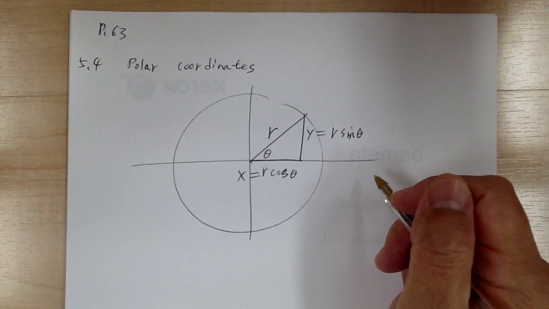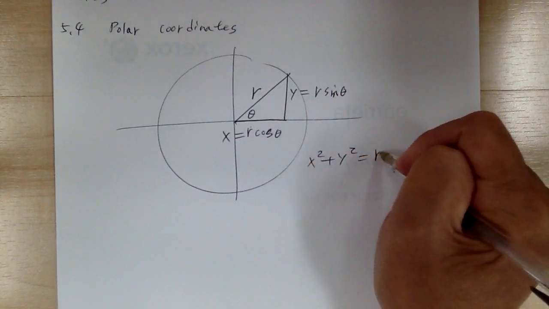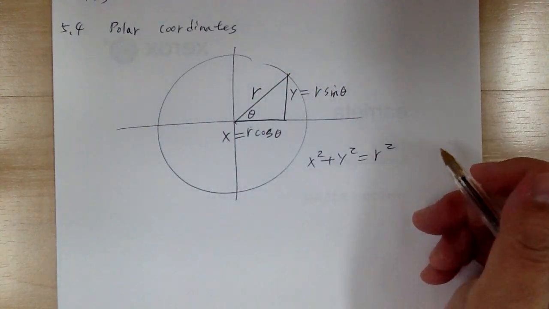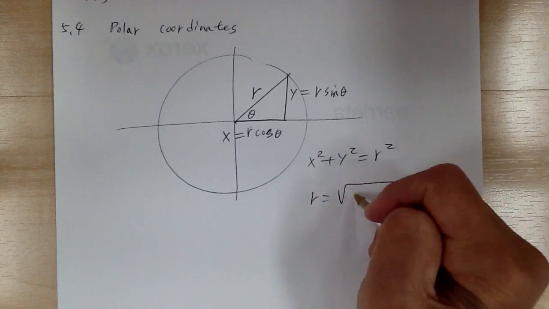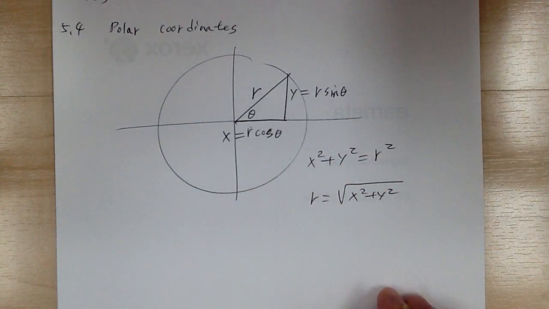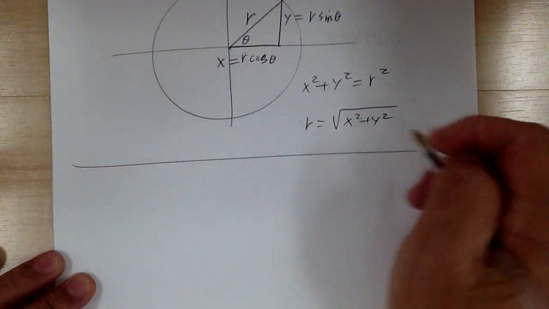And if you use the Pythagorean theorem, you can see that x squared plus y squared equals r squared, right? So r equals the square root of x squared plus y squared. That's the relationship between polar and rectangular. Okay, let's go over some examples.